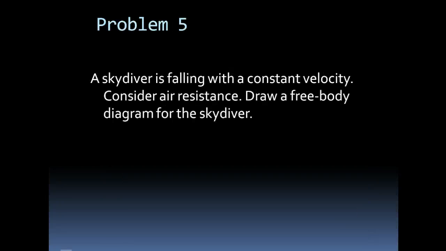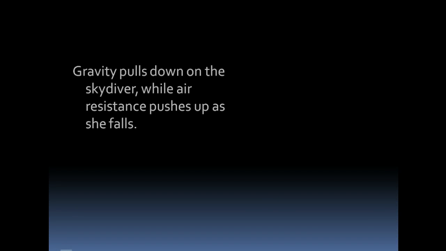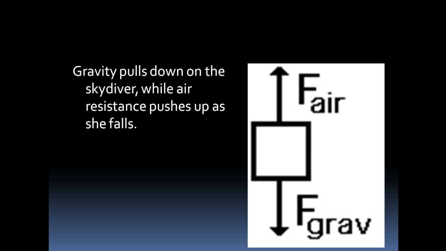Problem number 5. A skydiver is falling with a constant velocity. Consider air resistance. Draw a free body diagram for the skydiver. So he's falling at constant velocity. That's important. So gravity pulls down on the skydiver while air resistance pushes up. As you can see, those forces are equal, so the skydiver is not accelerating in either direction because he has zero acceleration. So it has arrows of equal length, even though the skydiver is still moving and falling towards the earth. It's at a constant velocity, no acceleration in either direction.